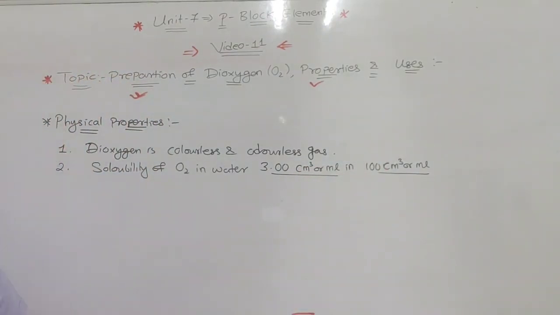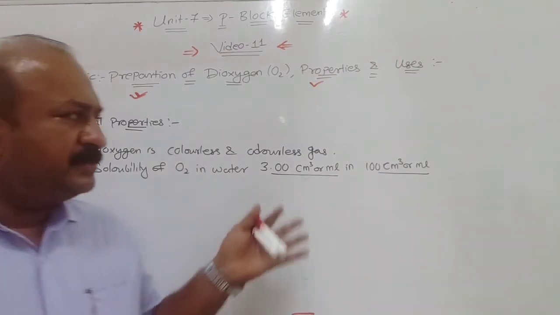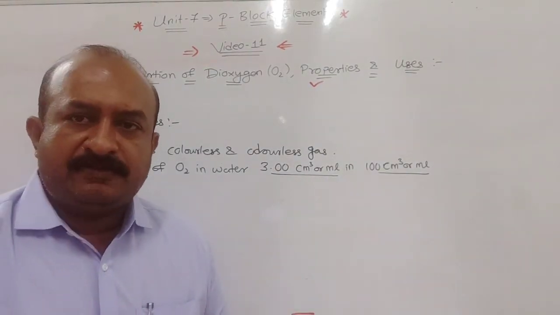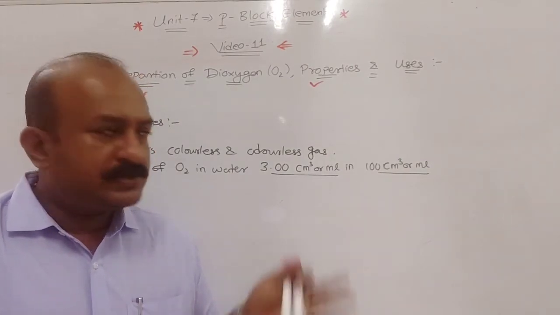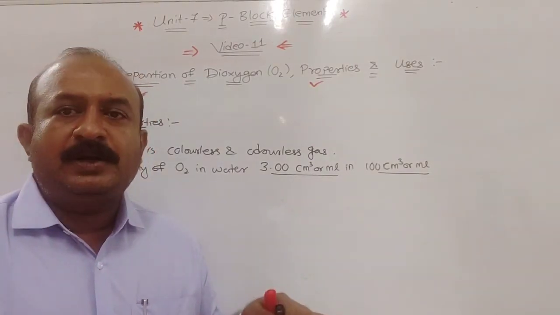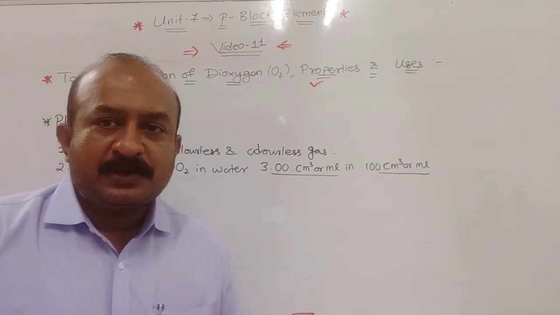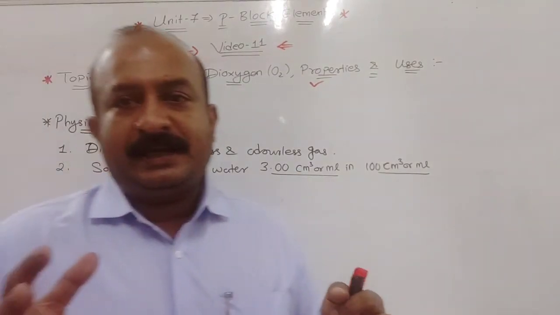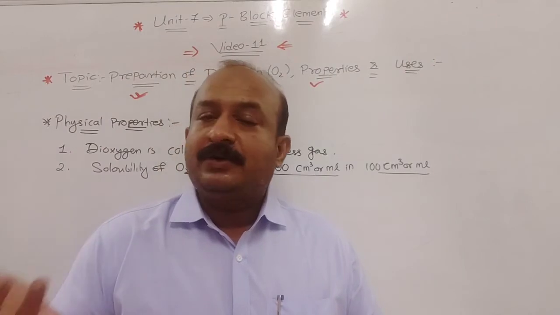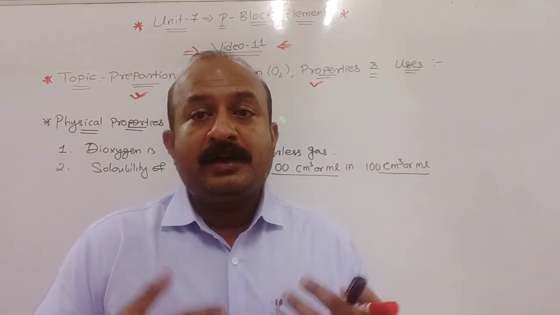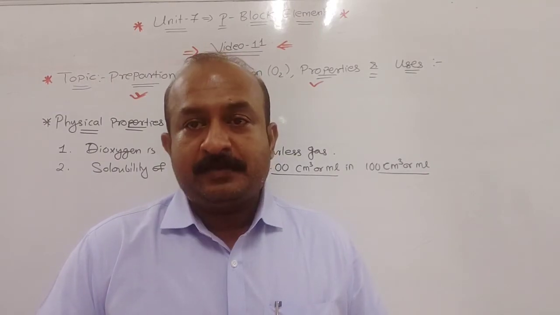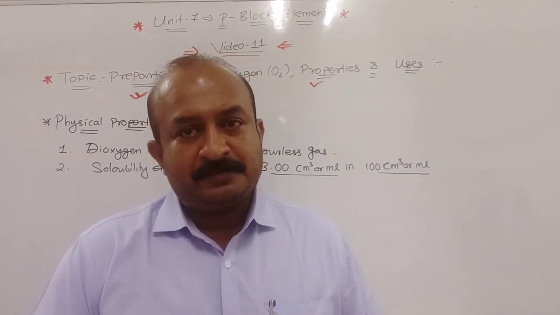Understood? So that is the solubility of dioxygen, but this much less solubility is also enough for marine or aquatic life to survive. It is good that the solubility is very less. Otherwise, if all the oxygen in the air were more soluble, that oxygen would dissolve in water, and our lungs would have to be changed or adapted towards breathing in water.